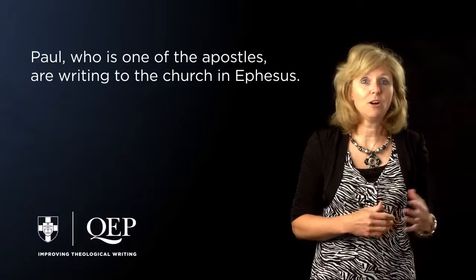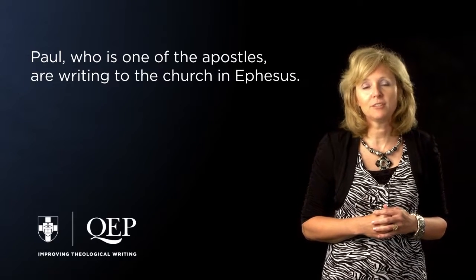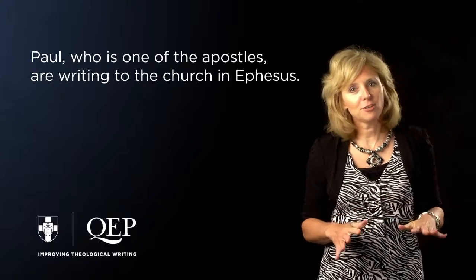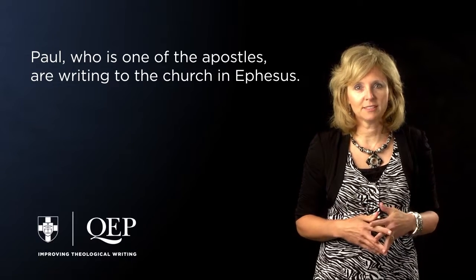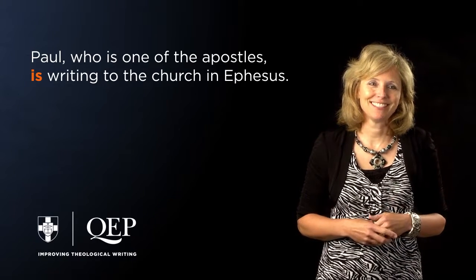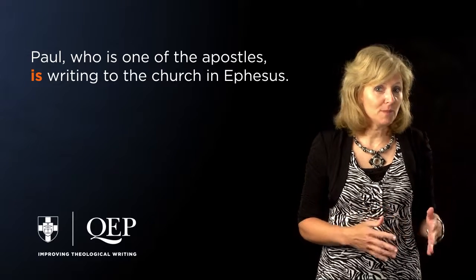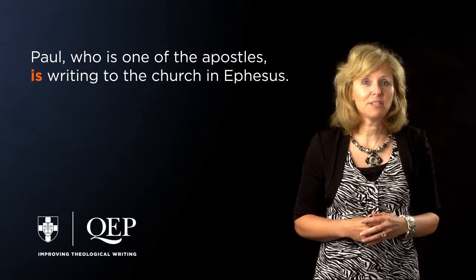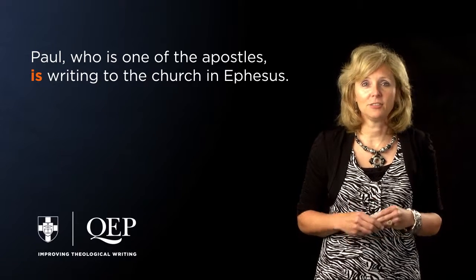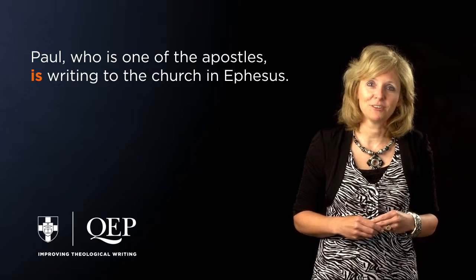For example, you would not write this sentence, "Paul, who is one of the apostles, are writing to the church in Ephesus." Instead, you would write, "Paul, who is one of the apostles, is writing to the church in Ephesus." Even though the sentence includes a plural noun, apostles, immediately in front of the verb, the subject of the sentence, Paul, is singular, so the main verb must be singular also.